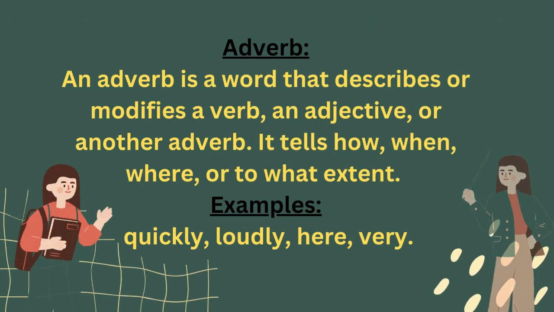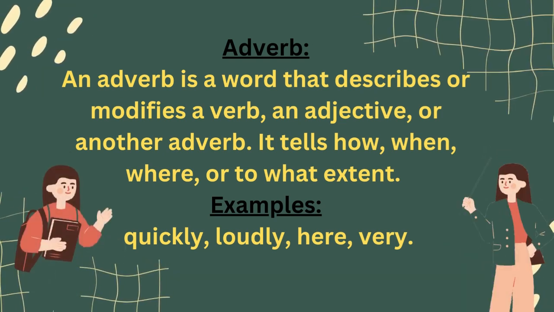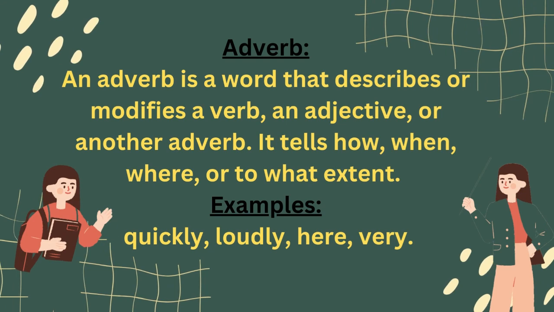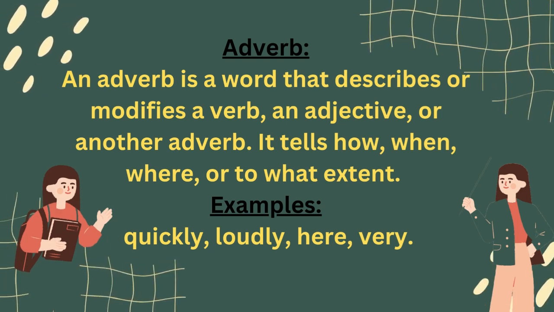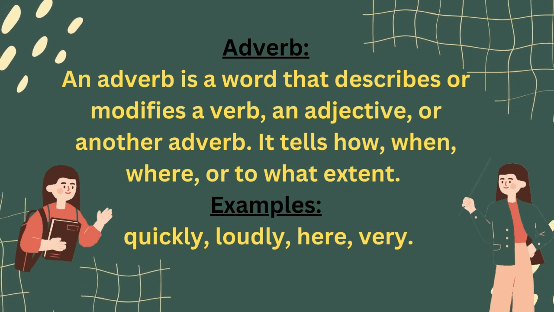Adverb. An adverb is a word that describes or modifies a verb, an adjective, or another adverb. It tells how, when, where, or to what extent. Examples: quickly, loudly, here, very.